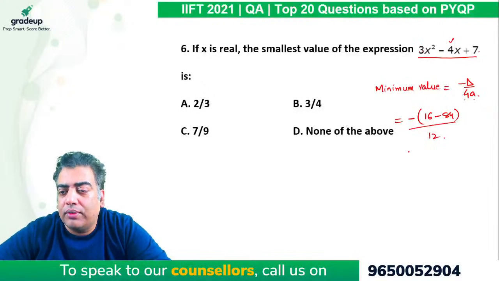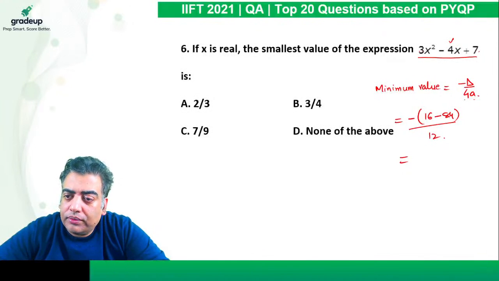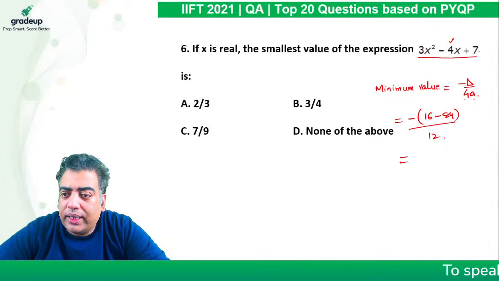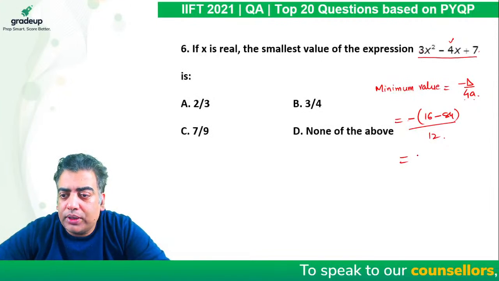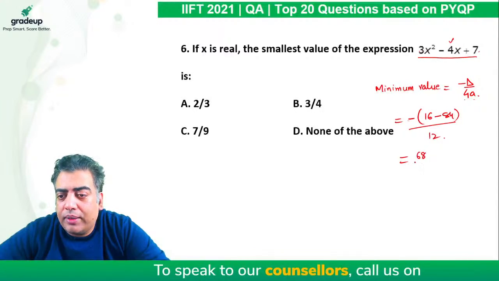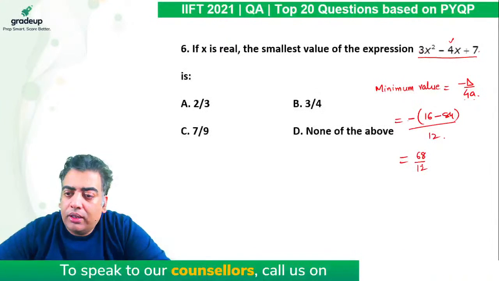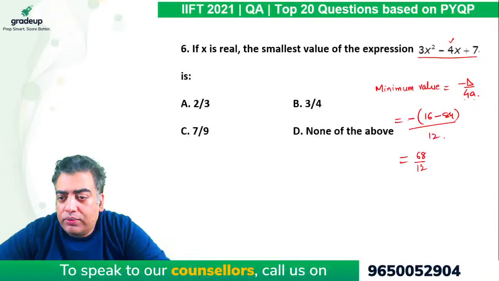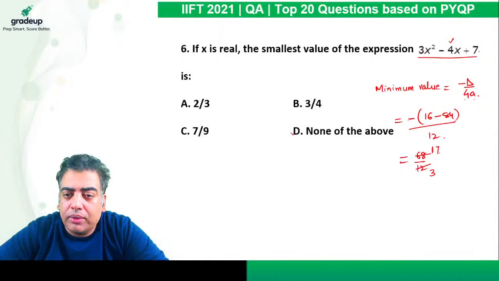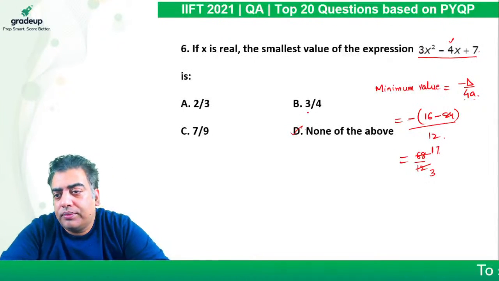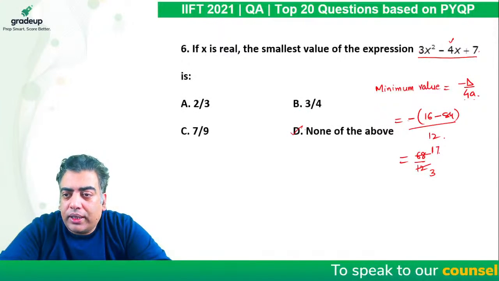So it comes out to be 16 minus 84, which will be 68 with a negative sign. So negative negative becomes positive, so it becomes 68 by 12. Now we just need to cancel out 4 in this case, so 4 3s are 12, 4 17s are 68, so the correct answer option comes out to be D. So please check it out. I hope it is clear.